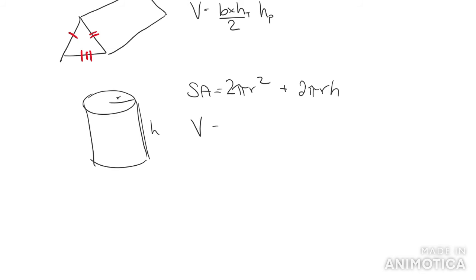So the volume for this one is the area of the circle, so again pi r squared, and then we're going to times it by the height. So it's just pi r squared times height.